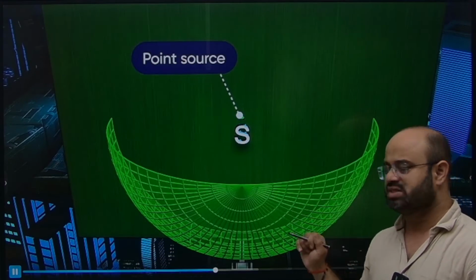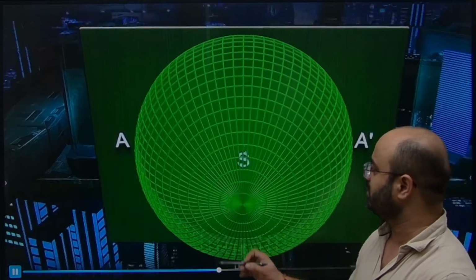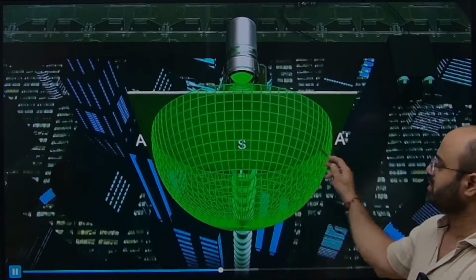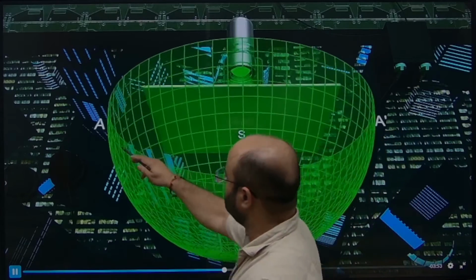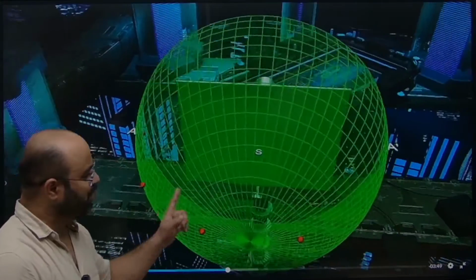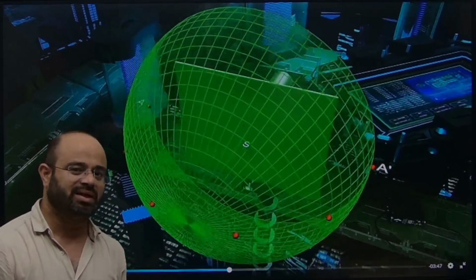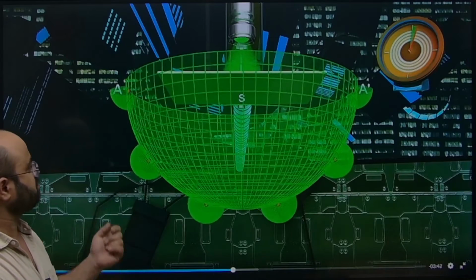Any points which are equidistant, meaning light will reach them at the same time, will be in the same phase. So here point A and point A dash are at the same distance, and because light travels in all directions, they are in the same phase. If we join A and A dash, every point which lies at this distance will be in the same phase. Joining them will give one wavefront.